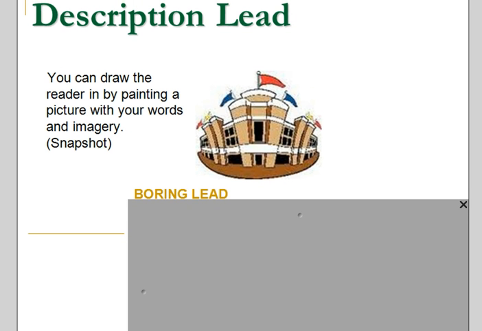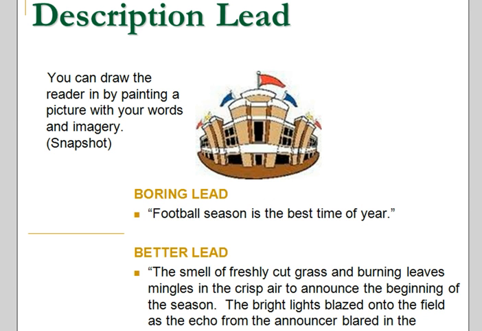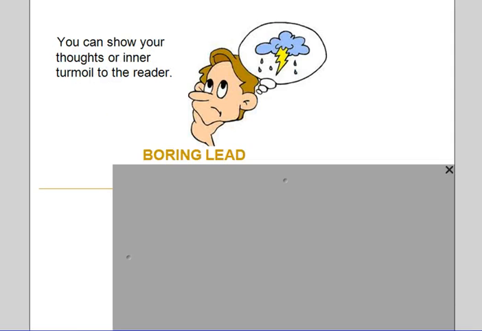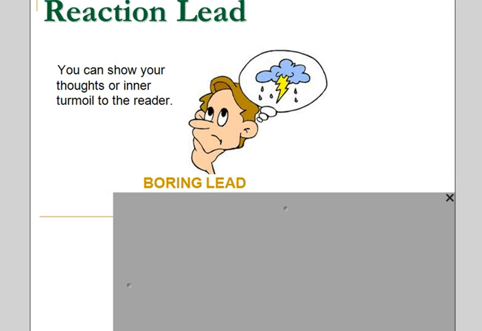Another type of lead would be the description lead. This is when you draw the reader in by painting a picture with your words. A boring description lead would be, football season is the best time of year. A better lead would be, the smell of freshly cut grass and burning leaves mingled in the crisp air to announce the beginning of the season. The bright lights blazed onto the field as an echo from the announcer blared in the background. Football season had arrived.